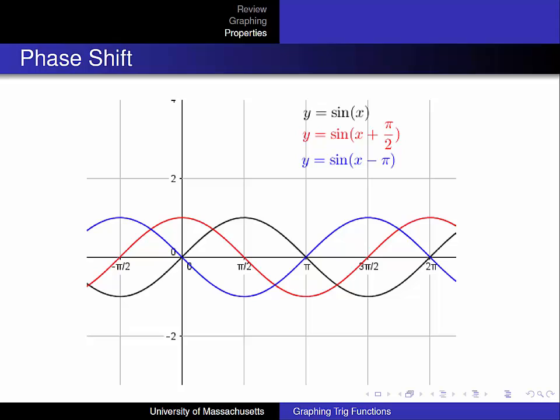Now for the third graph, y equals sine of x minus pi, if we plugged in x equals pi, we'd get pi minus pi, which is 0. And so again, we'd get sine of 0 equals 0. So now we know that if x equals pi, we're at 0. So this is basically telling us that by adding a constant, we're shifting to the left by that constant, and by subtracting a constant, we're shifting to the right by that constant.